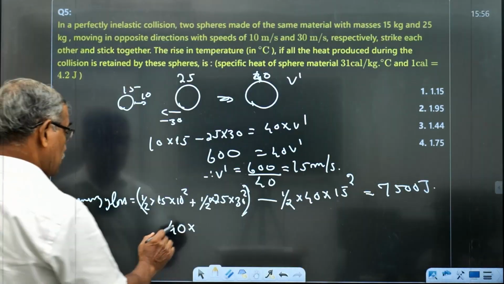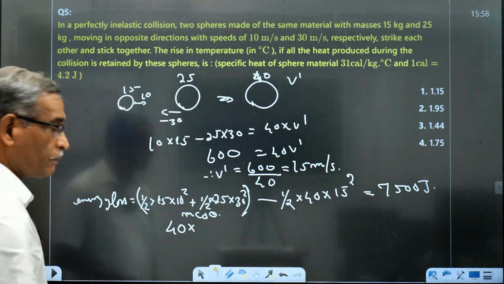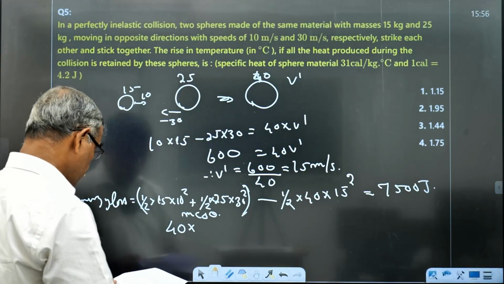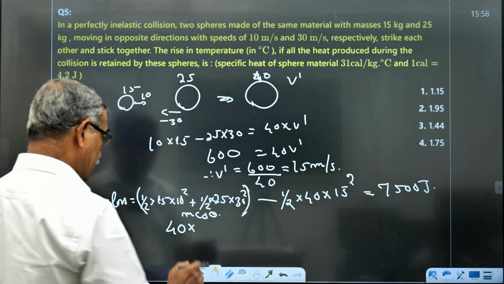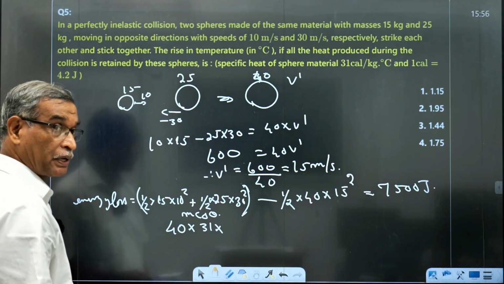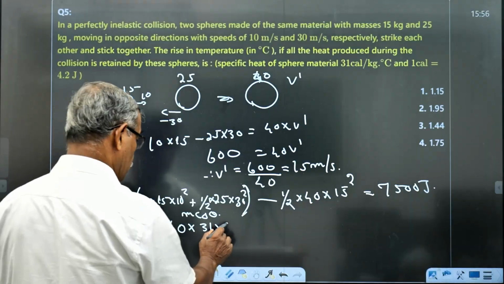We have the heat equation, mc delta theta. M is equal to 40. See the specific capacity. The specific capacity is given to you as 81 calorie per kilogram. We are required in joule per kilogram, so we multiply by 4.2.